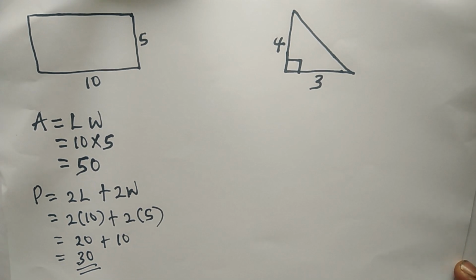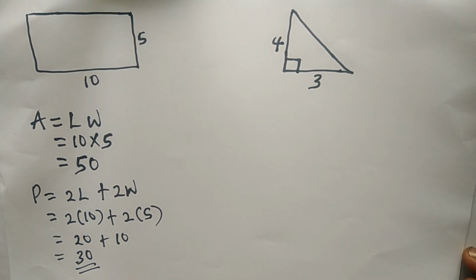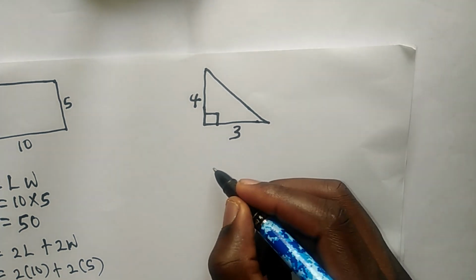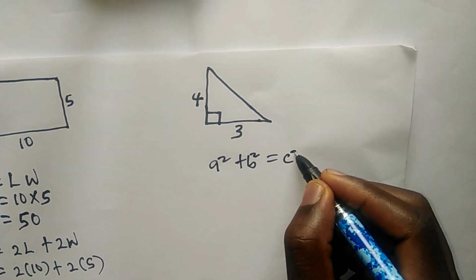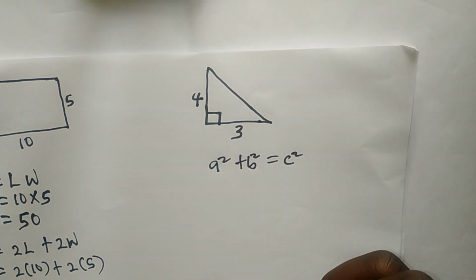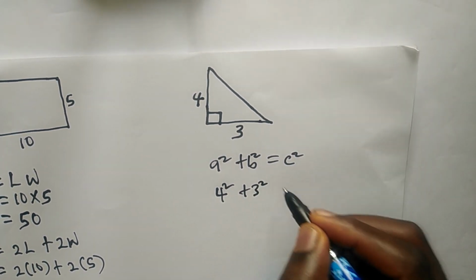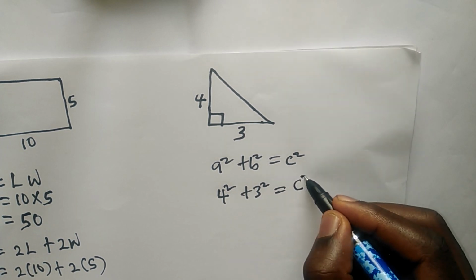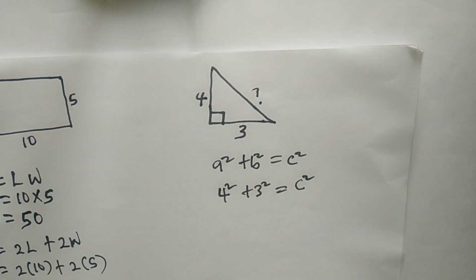Now for our triangle, using the Pythagoras theorem, we know that a squared plus b squared is equal to c squared, right? Now we say 4 squared plus 3 squared is equal to, we don't know what the answer is, so we say equal to c squared, right? We don't know what c is, so c is a question mark.